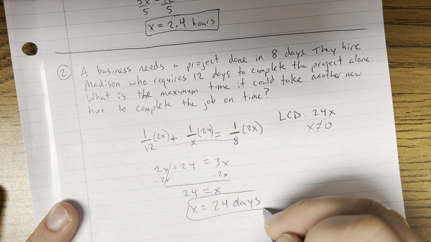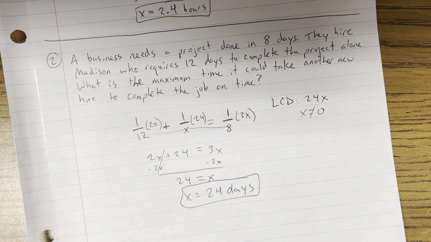So as long as their new hire can complete the job in under 24 days by himself or herself, then they will be able to get the job done in time of 8 days together.